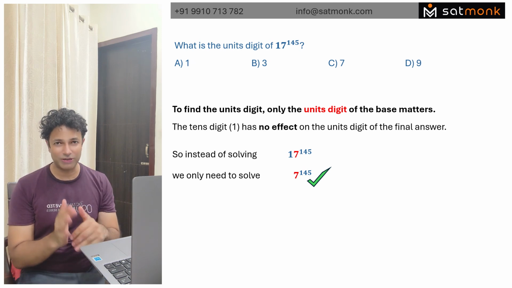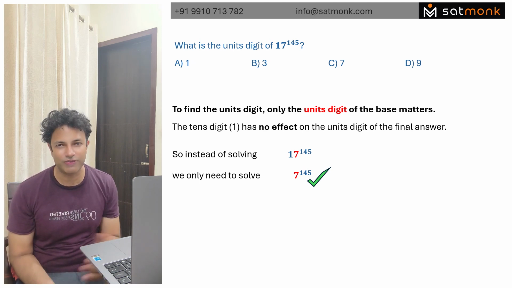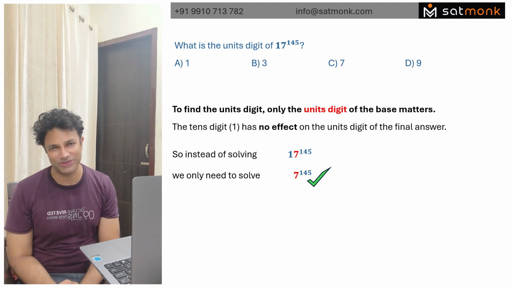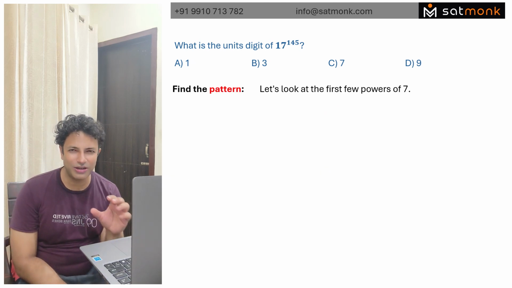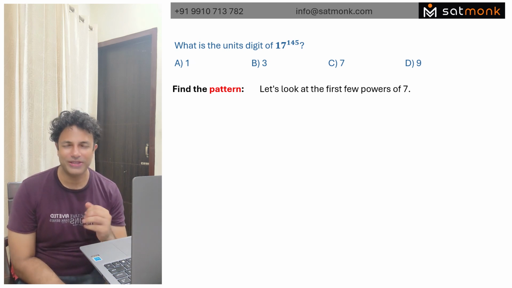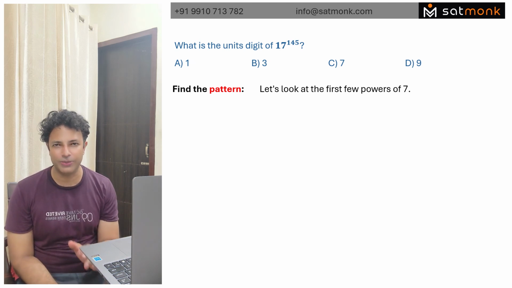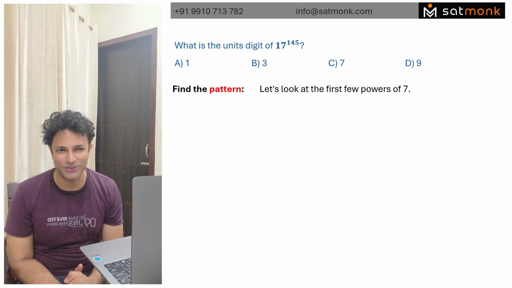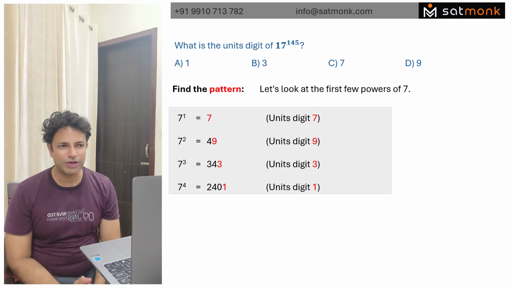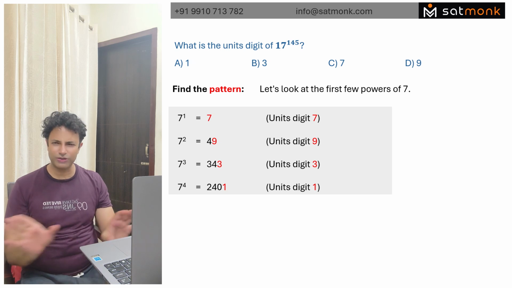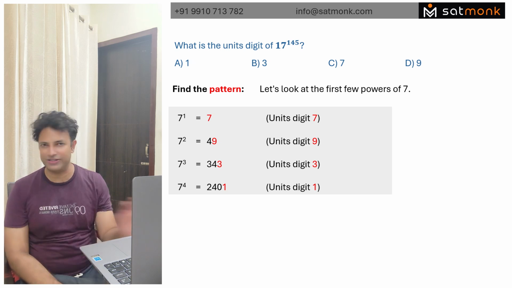Instead of calculating 17 raised to the power 145, now what you have to calculate? 7 raised to the power 145. Okay, but once again, try to follow the pattern. That is very important in any competitive exam, including SAT. Okay, so what do we have here? We know 7 raised to the power 1 is 7. So we are just focusing on the units digit. Okay, units digit, that's it.